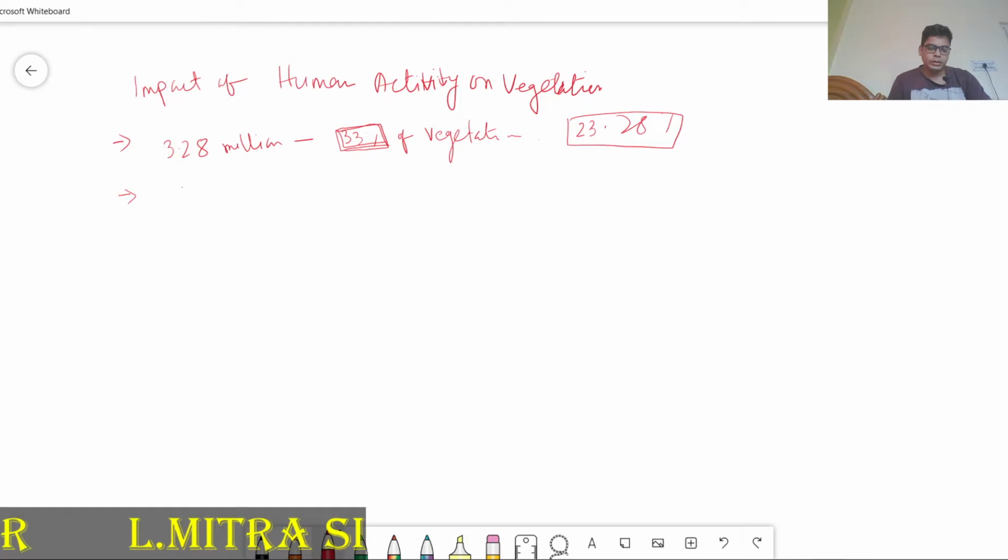These are the main points we have to discuss. Natural disasters such as floods, droughts, earthquakes, landslides and forest fires also cause us to lose a number of natural vegetation in mountain areas, plain areas, as well as the peninsular area. So human impact directly or indirectly falls on the vegetation.